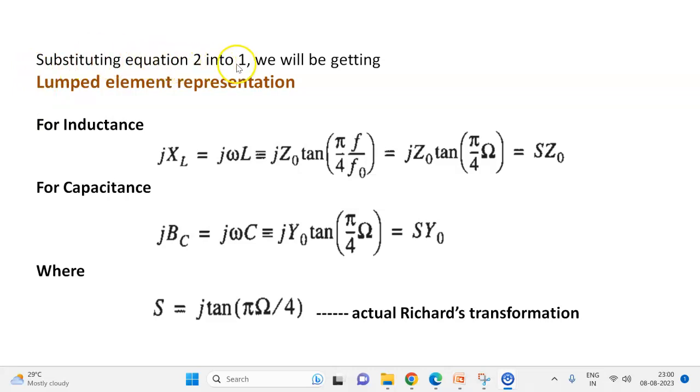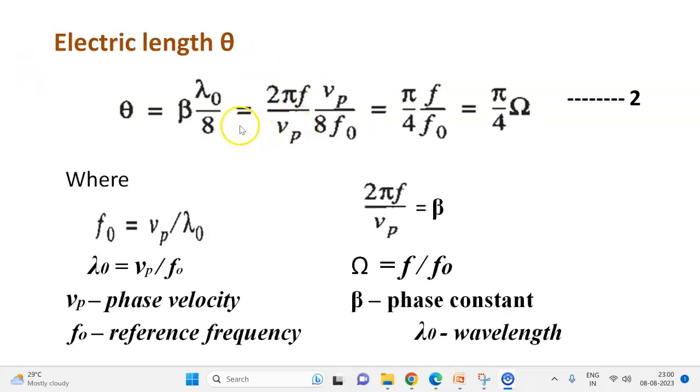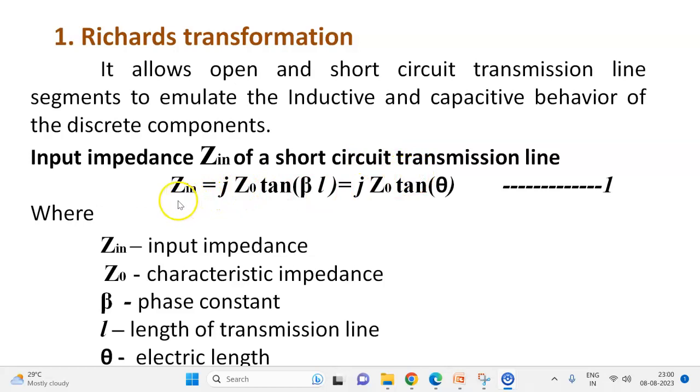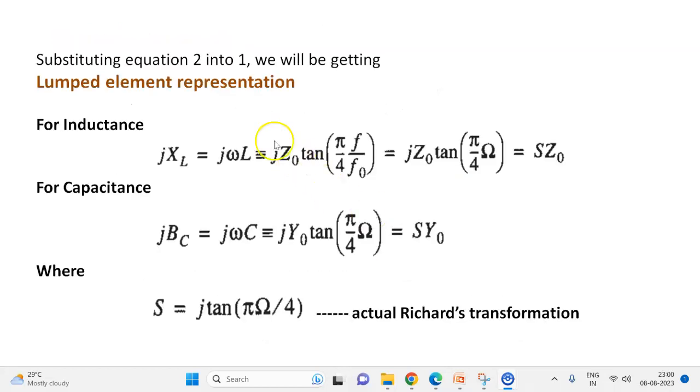Substituting equation 2 into 1, where equation 2 is the electrical length value θ = (π/4)Ω, this value is substituted in Zin = jZ0 tan θ. Here θ is replaced by (π/4)Ω. After that we get the lumped element representation. The lumped element representation has two components: one is inductance and the other is capacitance.